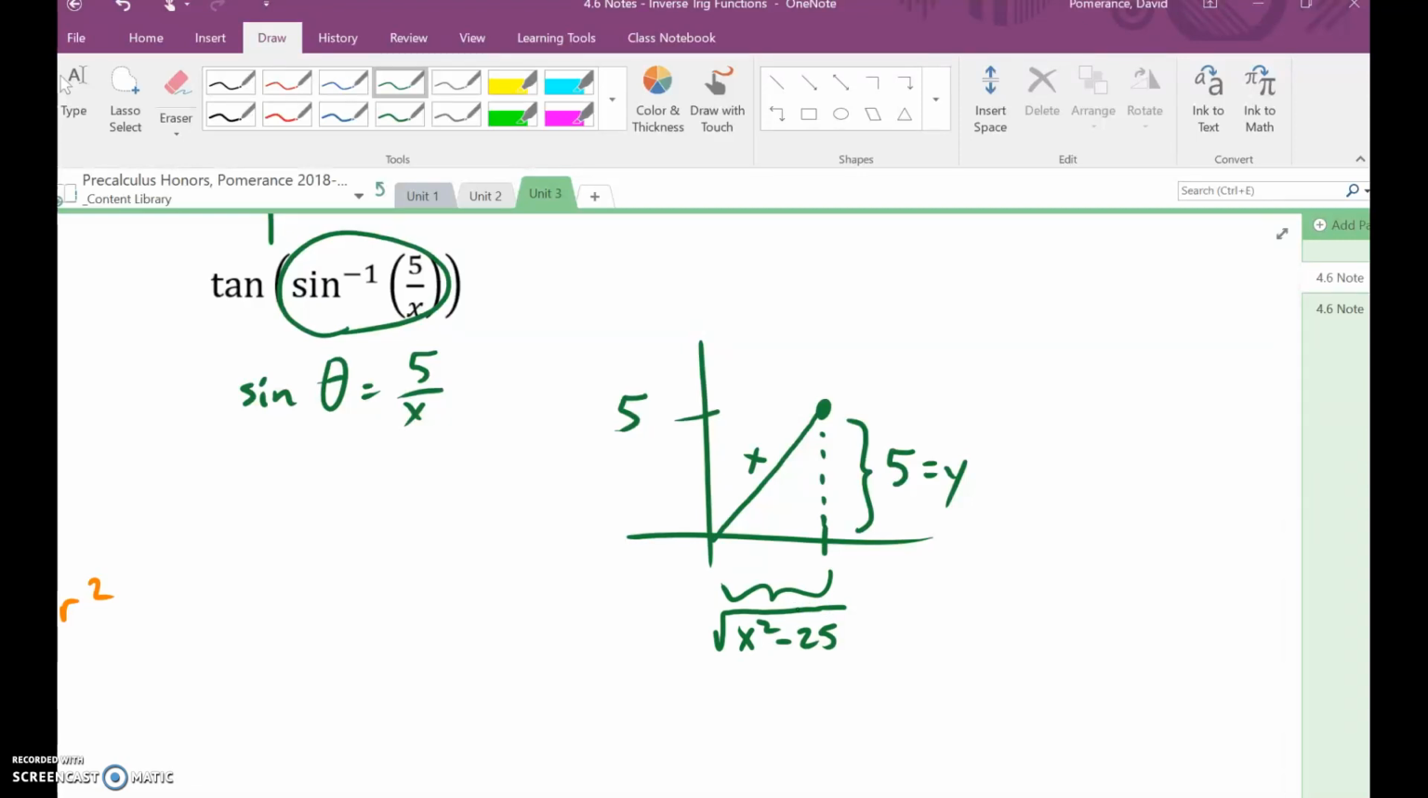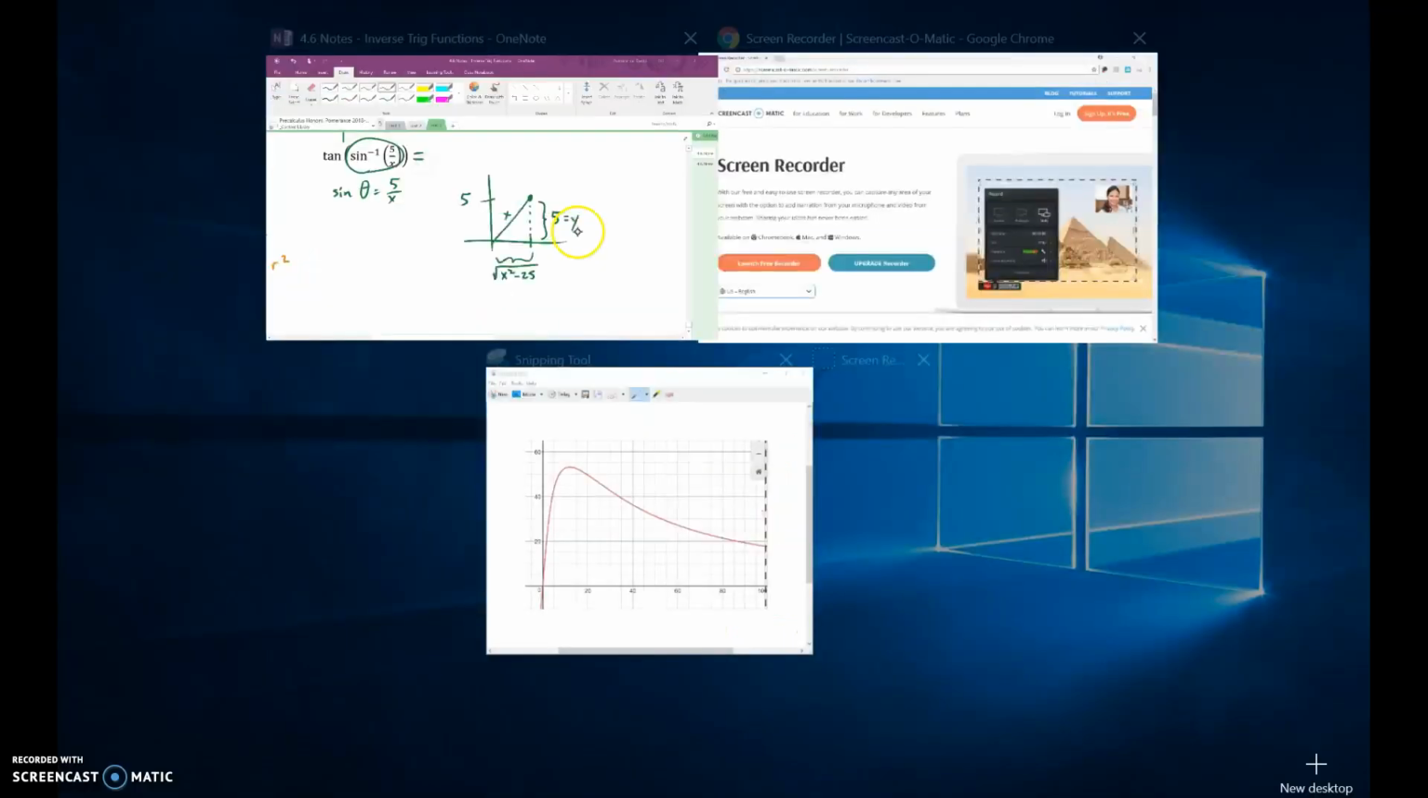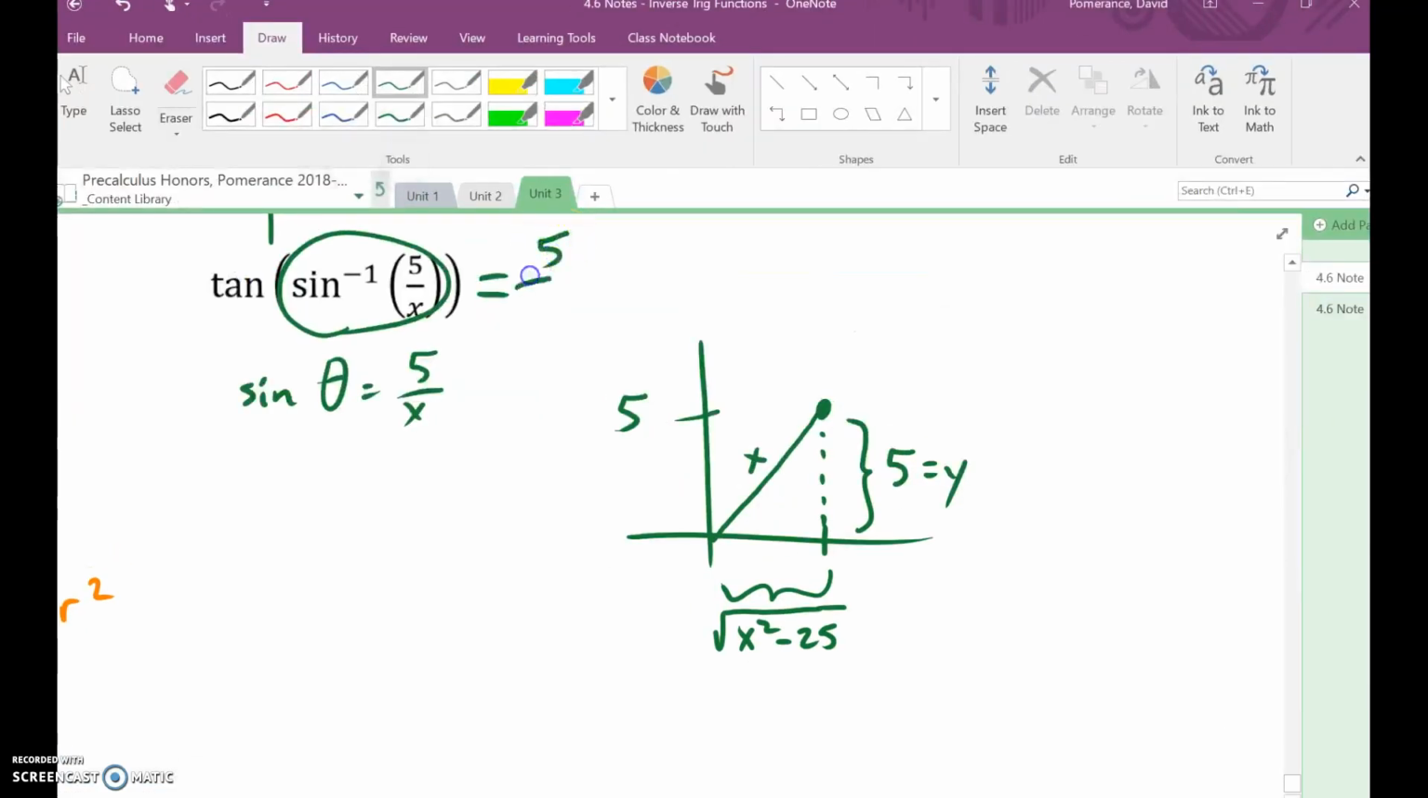So if I'm going to take the tangent of that theta value, that's going to be the y value over the x value. So this would be our final answer.